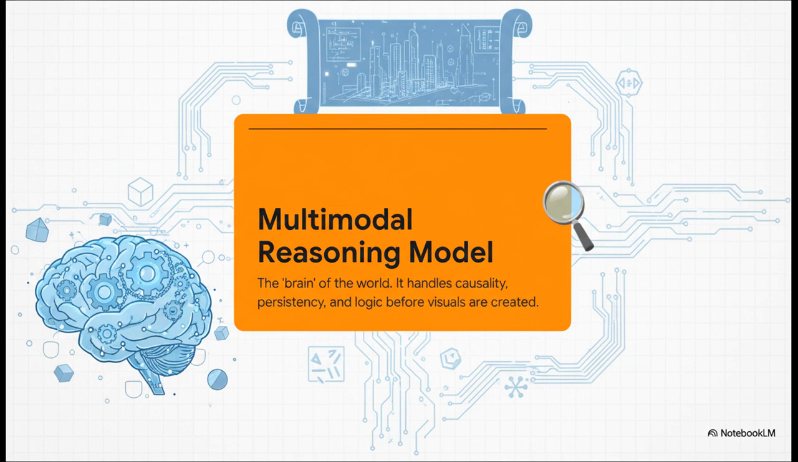Okay, so the first piece of their system is this multimodal reasoning model. Now, multimodal just means it understands different kinds of information all at once. Text, images, logic, you name it. Think of this part as the brain of the whole operation. It's not a graphics card, it's a logic engine. It gets the abstract, symbolic representation of the world. It's the architect drawing up the blueprints for our bowling alley.